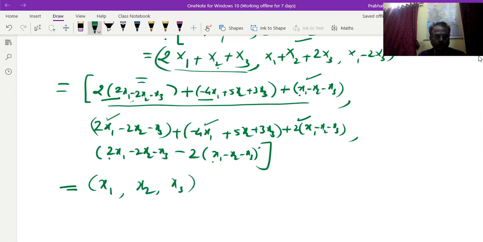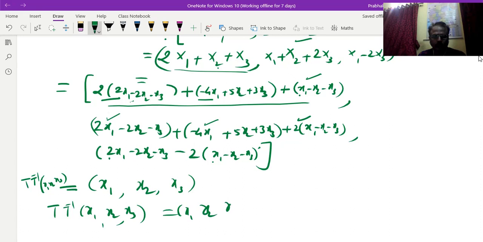So what did we prove? T times T inverse on x1, x2, x3 is giving the same. I am rewriting for you: T inverse of x1, x2, x3 is giving the same. So this is nothing but the identity mapping. Therefore, T into T inverse is an identity linear transformation. So we proceed to have some more algebra on this.